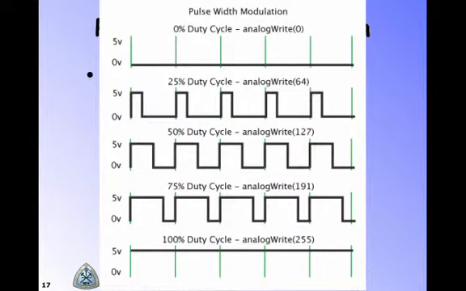Now note also that the specific Arduino function called analogWrite is also shown there. So we actually do an analog write of a value to a particular pin, the PWM pin, and by so doing set the duty cycle.